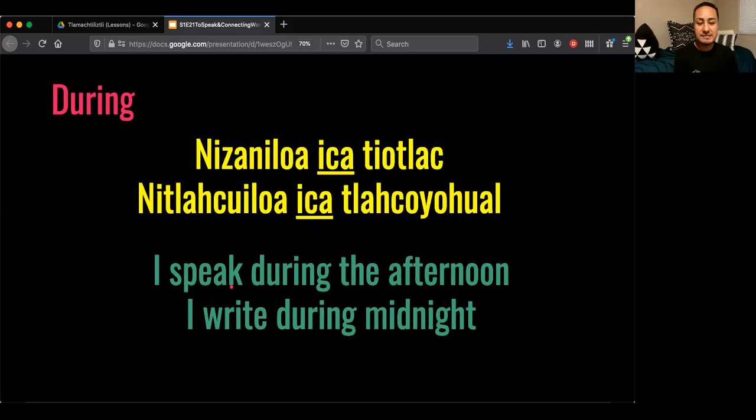Quali. And the last meaning that I'm going to present is the meaning of during. So I want to say during the day, which is a little specific, because it has one special word for during the day, but almost every other time is ika. You're going to use ika. So nisaniloa ika tiotlak. I speak during the afternoon. Nisaniloa ika tiotlak. Ni tlahquiloa ika tlahcoyowal. I write during midnight. This tlahcoyowal means half. Tlahco is half, and yowali is night, or tlayowali is also night. So ni tlahquiloa ika tlahcoyowal is saying I write during half of the night, understood as midnight, but it's literally half of the night is how they say midnight in Nahuatl.